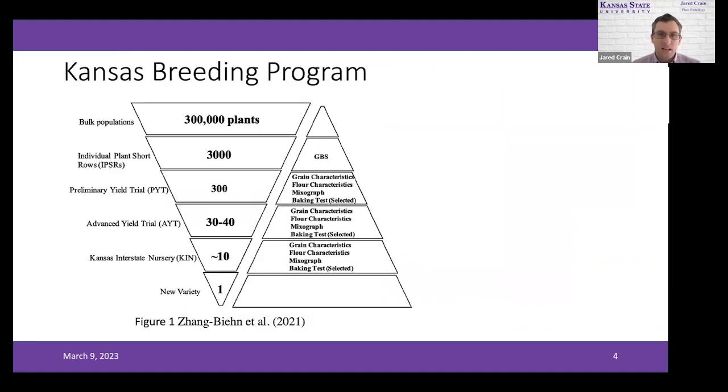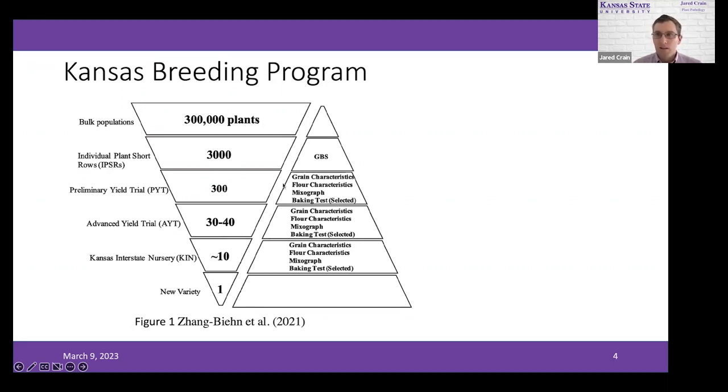Just to set the stage for high throughput phenotyping and why we would want to introduce that into a breeding program, this is a diagram that shows the Kansas wheat breeding program. You can think of the program as a large funnel that starts out with bulk populations. These are segregating plants. As those advance in generations, you go to individual plant short rows down to 3,000, finally entering about 300 in yield trials, and continuing on down the funnel and evaluation until one or two new varieties are released. That's the breeding funnel flow of germplasm.